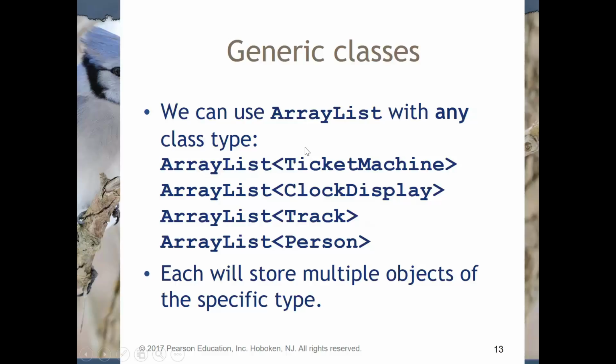Generic classes. We use an array list with any class type, so anything. Notice, class type. Classes, all of that is really important. In other words, you can't do an array list of int. Okay, int is a primitive, not a class. You would have to do an array list of Integer with a capital I. Each will store multiple objects of the specific type.